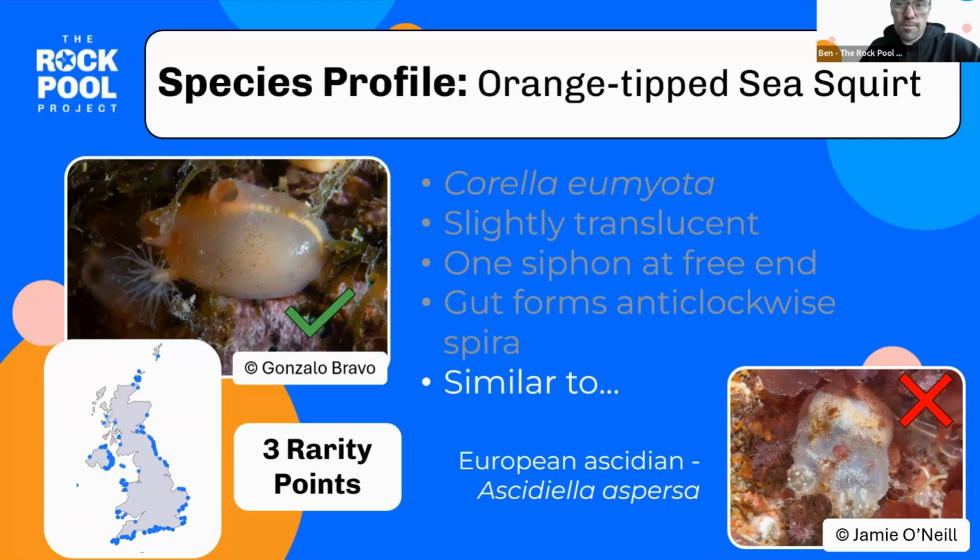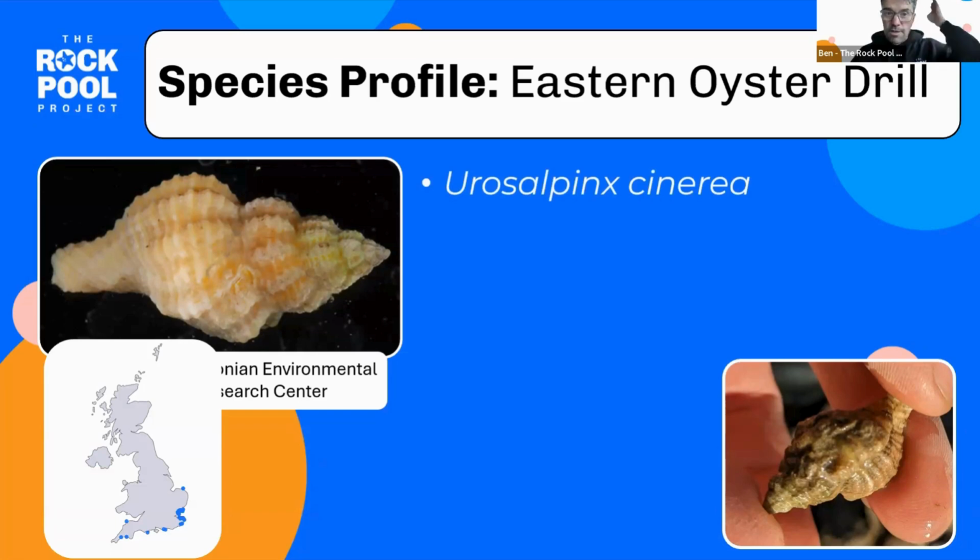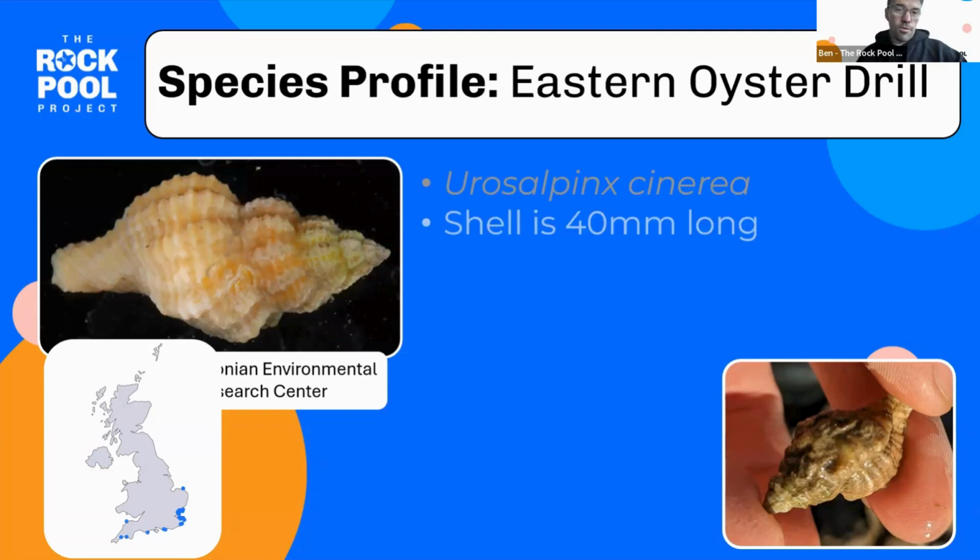3 rarity points for that one. And this is, I think, the last one of the top 10, the Eastern oyster drill, and it's similar to another species that we get a lot of, but it's relatively rare compared to these other species that we're talking about. It's a beautiful shell for both of these species, and up to 4 centimeters long.